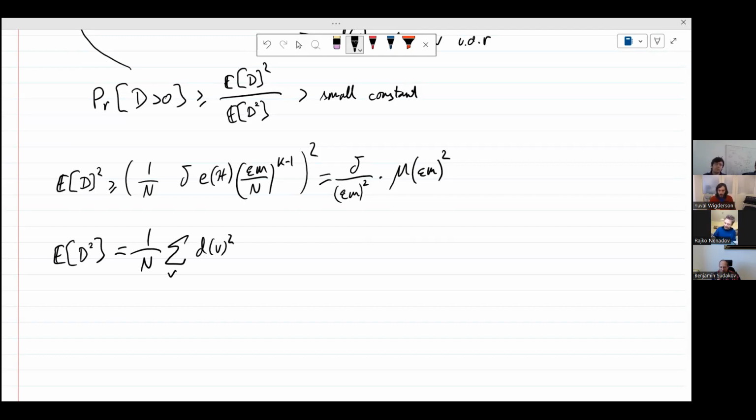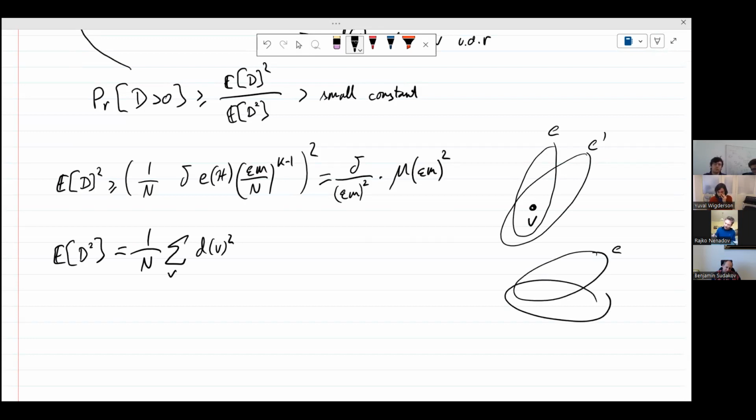Now, what's dv squared? I look at vertex v, and I look at all the pairs of edges E and E prime, which contain v. So that's one way of counting it, but I can count in the other way. I can choose E and E prime, which intersect, and then I can pick one vertex inside to be v, right? So I can rewrite this as 1 over n, and then I iterate over all pairs of edges which intersect. I choose this vertex v to be in the intersection, so I have at most k ways of doing it.